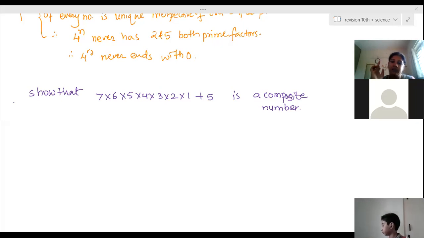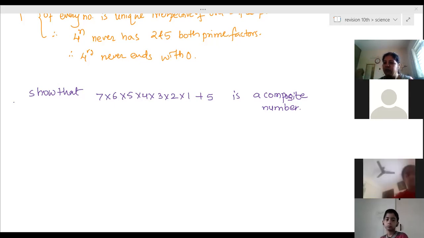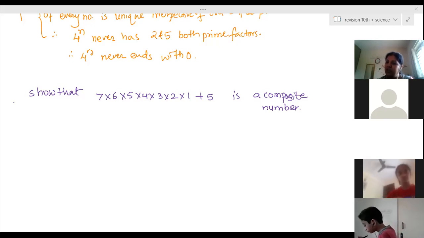Every number has minimum two factors, that is 1 and the number itself. Now other than a number and 1, if there are any other factors, then that number is called a composite number, right? A number having more than two factors. The two factors are 1 and the number itself. So other than the number and 1, if the number has any other factors, then that number is a composite number. Clear?